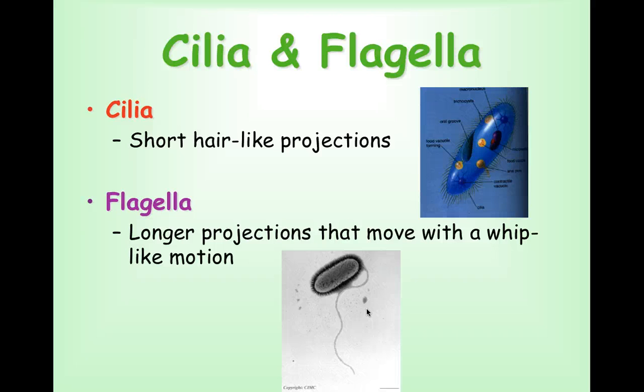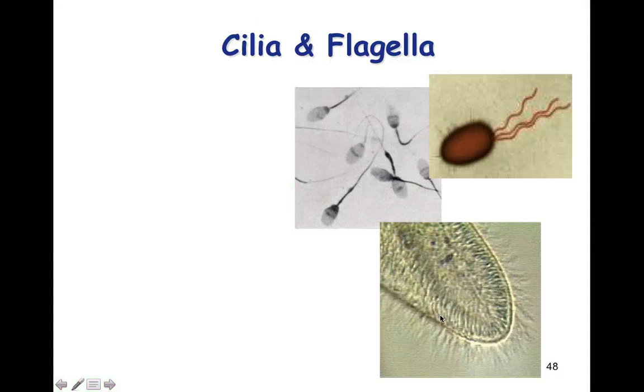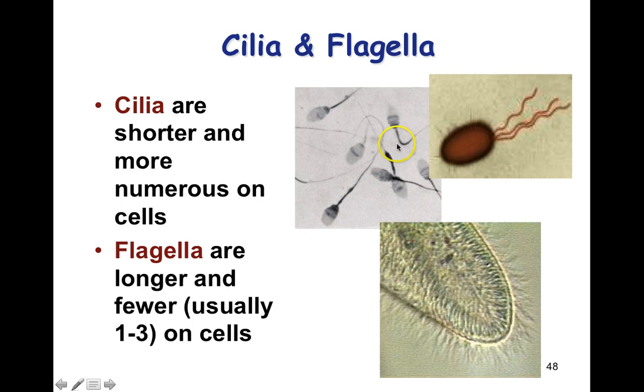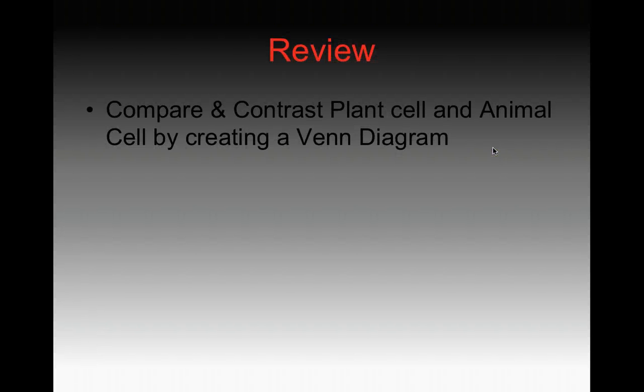Then we have cilia and flagella. Cilia, short hair-like projections that surround a lot of cells. And then we have our flagella. Basically, it looks like the tail, longer projections that move back and forth in a whip-like motion. Cilia are shorter than your flagella, and they're more numerous on the cell. Here you can see all this cilia. And then you have your flagella on the cells that are much longer, and they're going to move back and forth in projective movement.